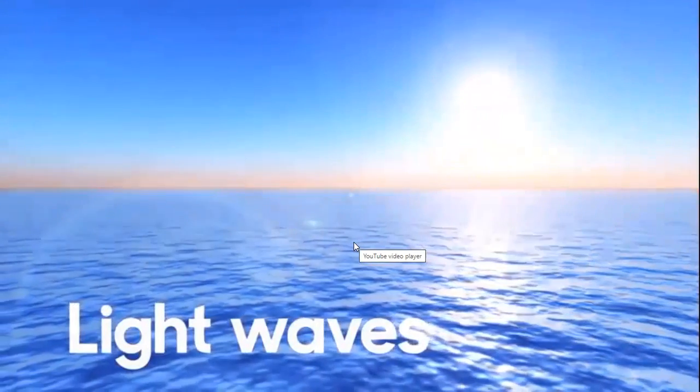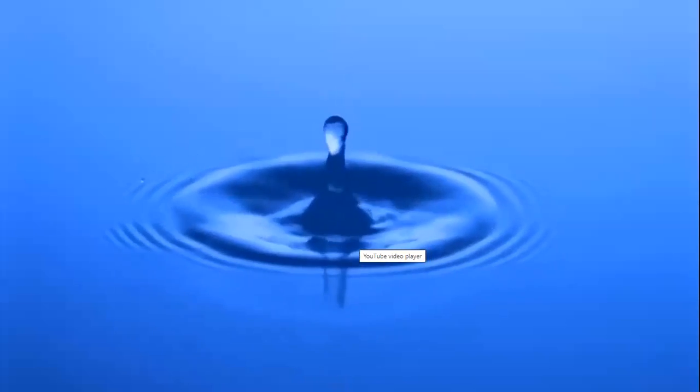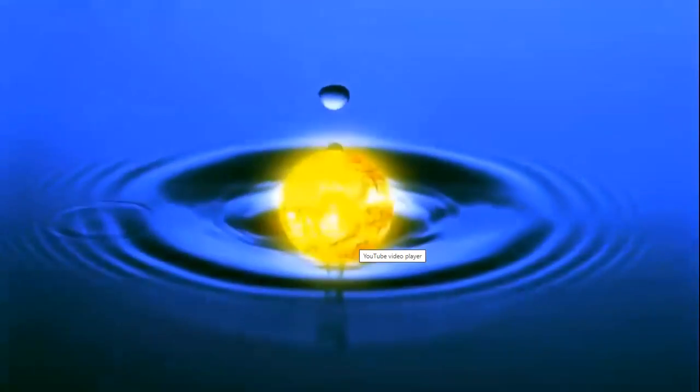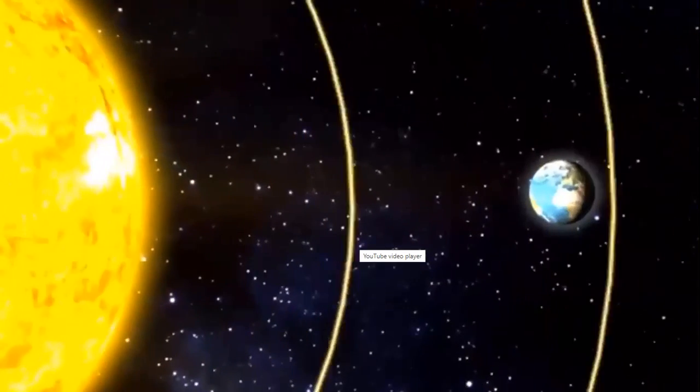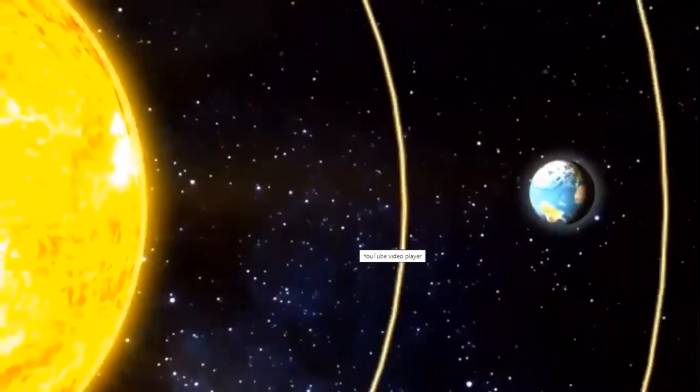Light is a wave, like sound or water waves. But unlike sound or water waves, light waves don't need particles to travel through. Light from the sun travels all the way to the Earth through the vacuum of space. And light waves are 1 million times faster than sound. That's why when you see a firework go off, you see the flash before you hear the bang.